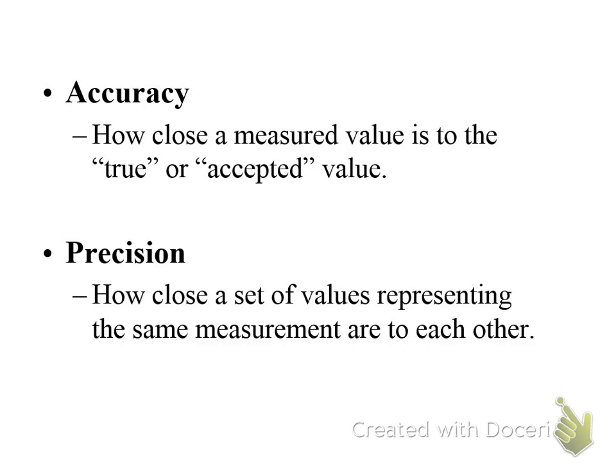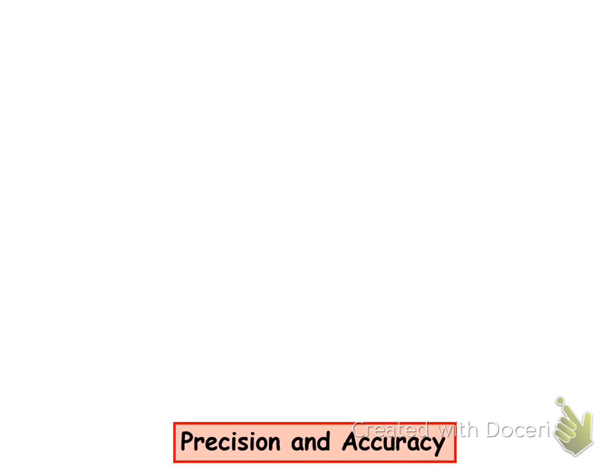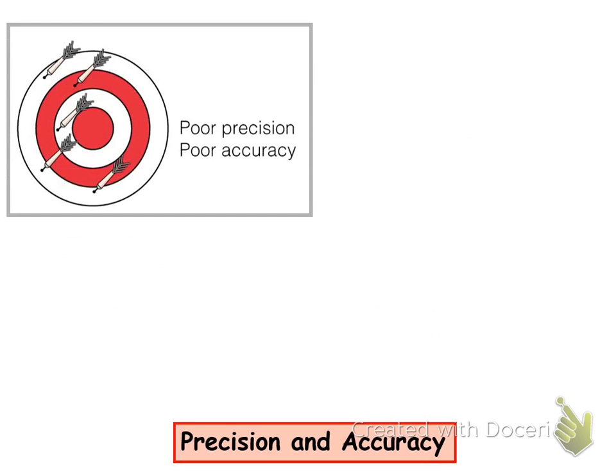So accuracy is you know your target and how well you can get to your target. Precision is how much you can hit the same place. So precision is scatter. Accuracy is whether you are on the true value. Here we go. The bullseye is the goal.